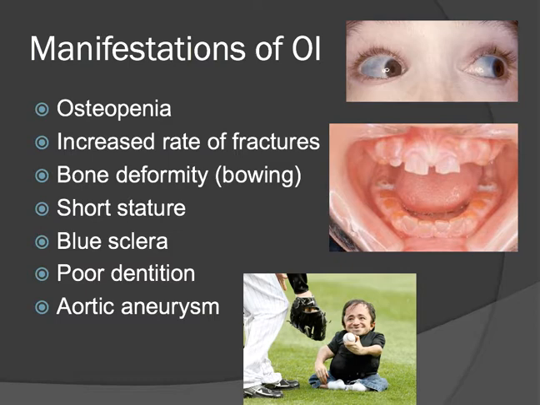They're also at risk for aortic aneurysm, and that is because that type 1 collagen is also what we have in our blood vessels, and so their arteries are not as stable as they would otherwise be.